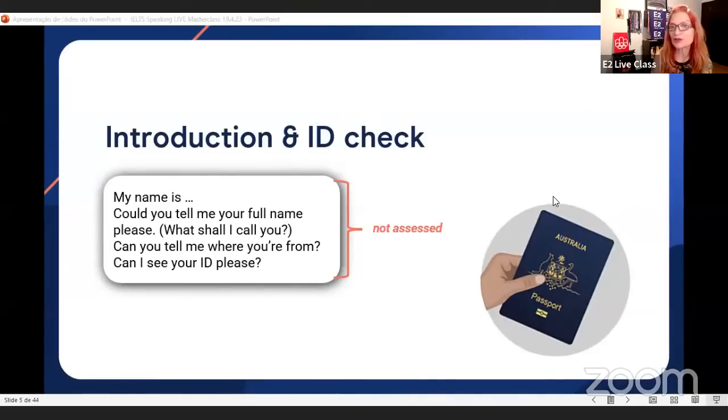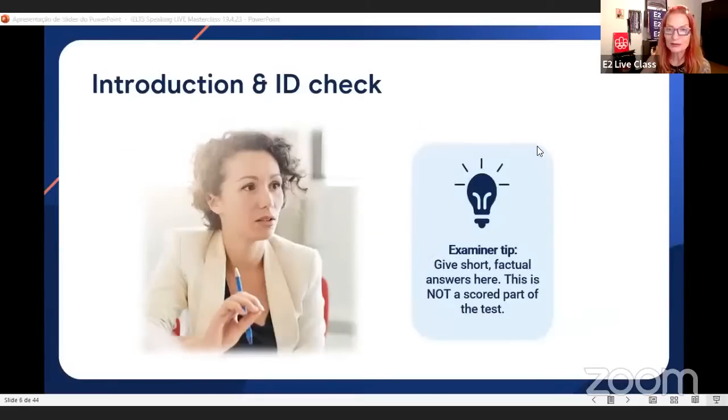So the examiner will introduce himself or herself. Then they will ask your full name and even ask you what you like to be called. Because, once again, it's an international scenario, many people have Western names that they have adopted. So they always ask you what you would like to be called. And then, can you tell me where you're from? And can I see your ID? Preferably always the passport. In this part, you give short, factual answers, and this is not scored.